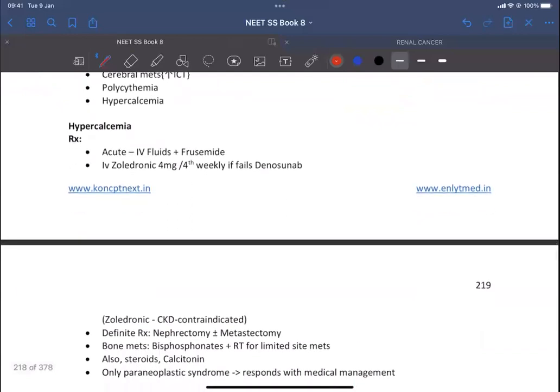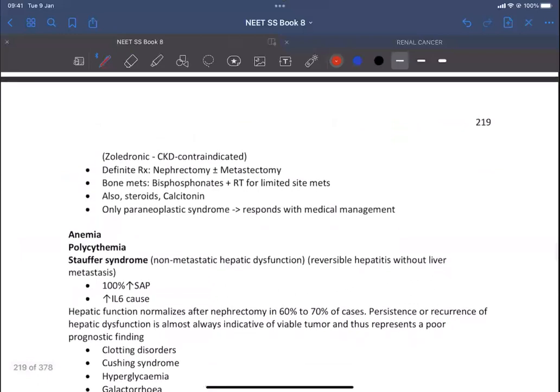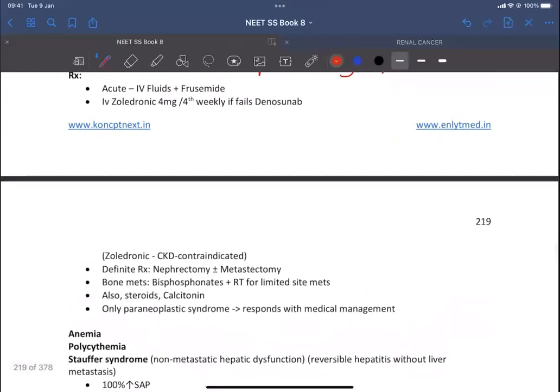As for management of these paraneoplastic syndromes, they are usually medically managed. The definitive treatment would be to remove the tumor. So before you do that, if someone has malignant hypercalcemia, the first step is hydration plus diuretics. So that's medicine 101. Any hypercalcemia, the first line of treatment would be hydration and diuretics. If that doesn't work, you then do denosumab and bisphosphonates.